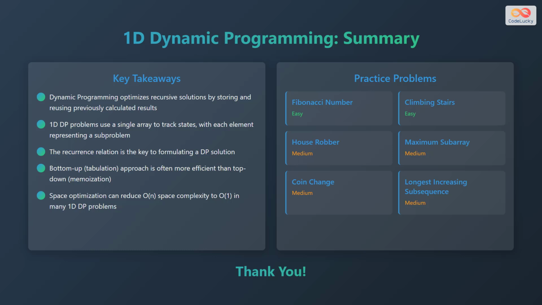In summary, dynamic programming optimizes recursive solutions by storing and reusing previously calculated results. 1D dynamic programming problems use a single array to track states with each element representing a subproblem. The recurrence relation is the key to formulating a dynamic programming solution. The bottom-up tabulation approach is often more efficient than the top-down memoization approach. Space optimization can reduce O(n) space complexity to O(1) in many 1D dynamic programming problems. To solidify your dynamic programming skills, make sure you practice problems such as Fibonacci number, climbing stairs, house robber, maximum subarray, coin change, and longest increasing subsequence.